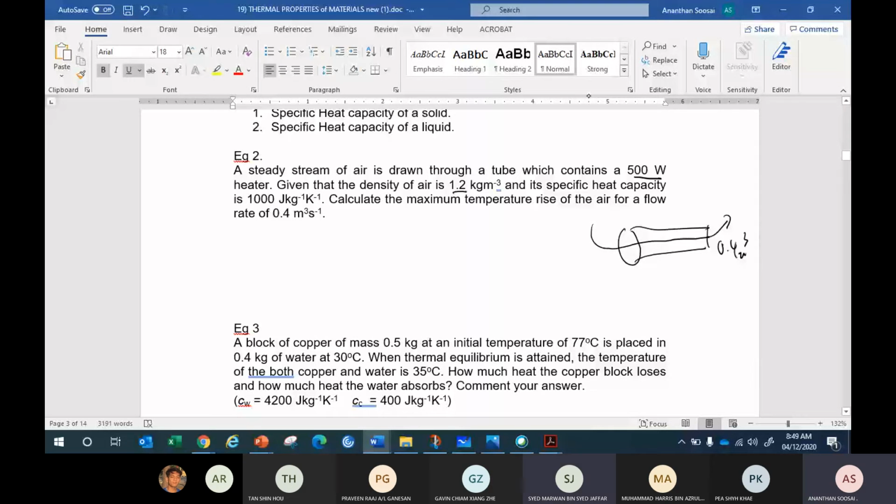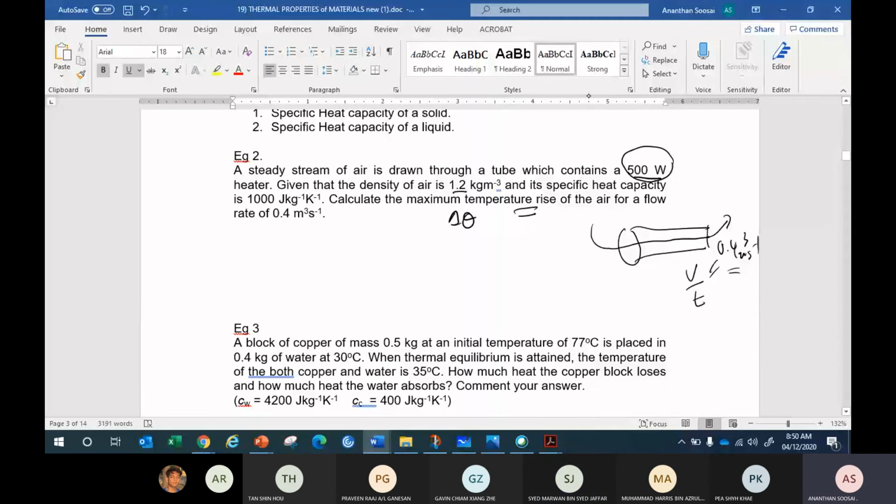Okay. Now this volume over time value, V over T. So calculate the maximum temperature rise. The question is asking, what is the change in temperature? Power is given. So how do you start your working? What type of energy equals what type of energy? The electrical energy should be equal to heat energy.